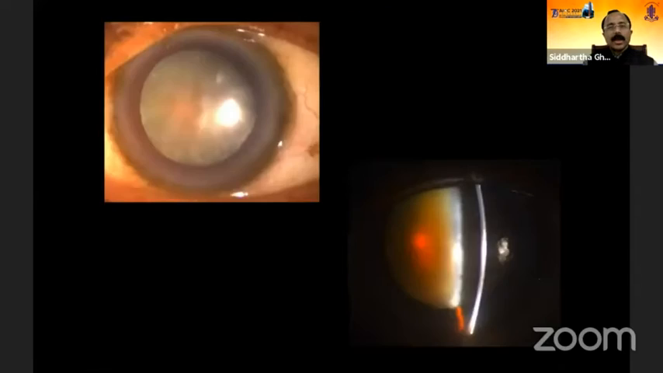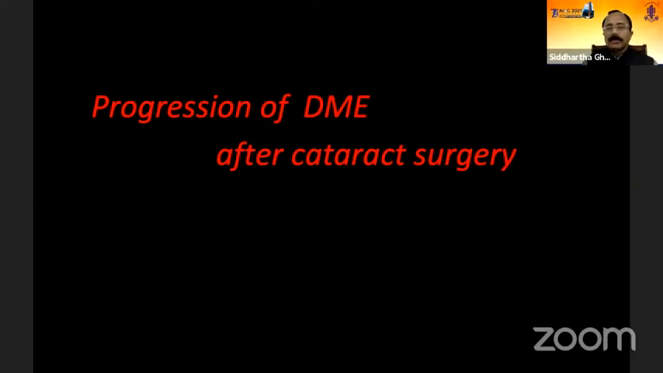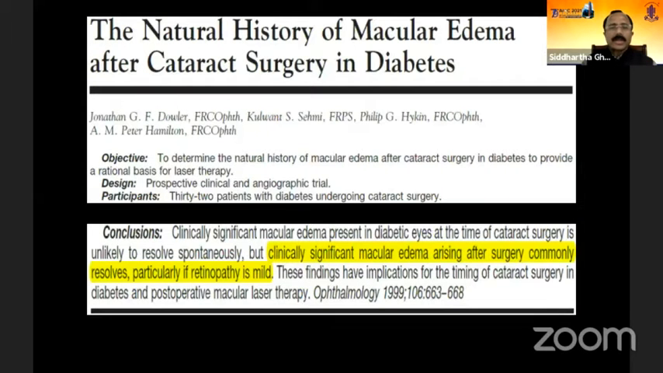So now, basically, the gist is, if diabetic macular edema is present, consider anti-VEGF therapy or steroid therapy before surgery, at the time of surgery, or after surgery, if DME is discovered when the medium is cleared, like the last kind of advanced cataracts we have shown. Now let us look at the progression of diabetic macular edema after cataract surgery.